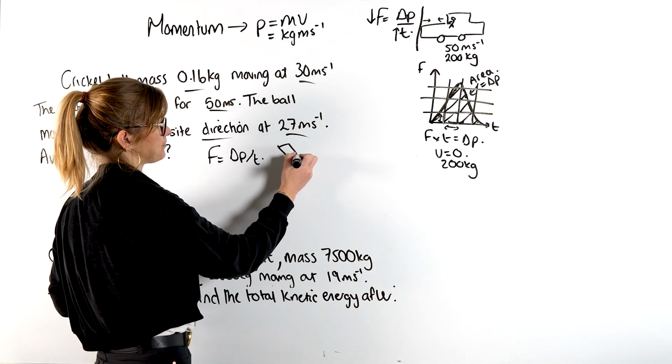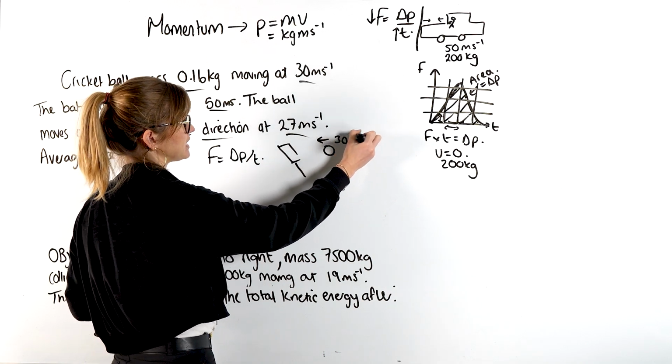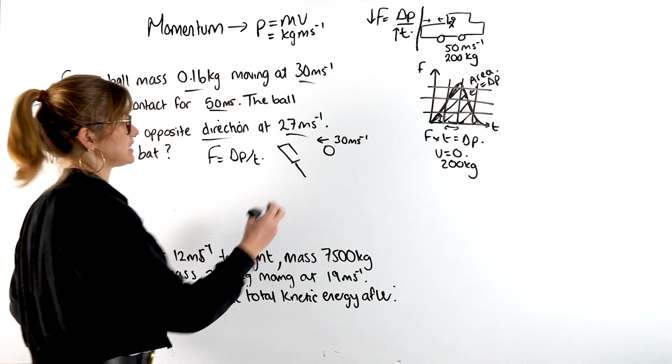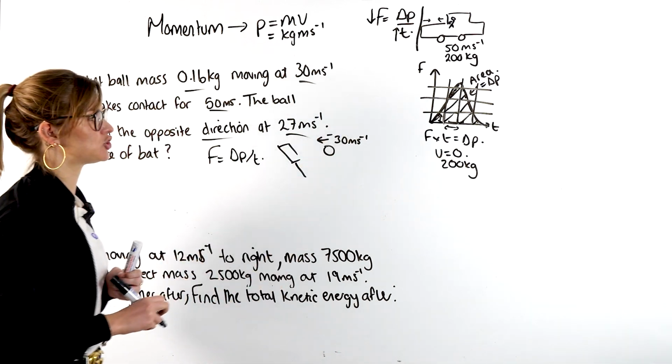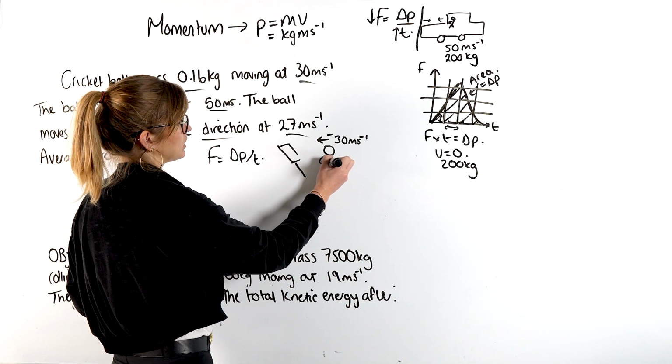So I've got my cricket bat. I've got a ball that's coming in with a speed of 30 meters per second. And normally I like to take things going towards the left as negative. So let's say it's going in at negative 30 meters per second. That's its direction. We know that it's got a mass of 0.16 kilograms.